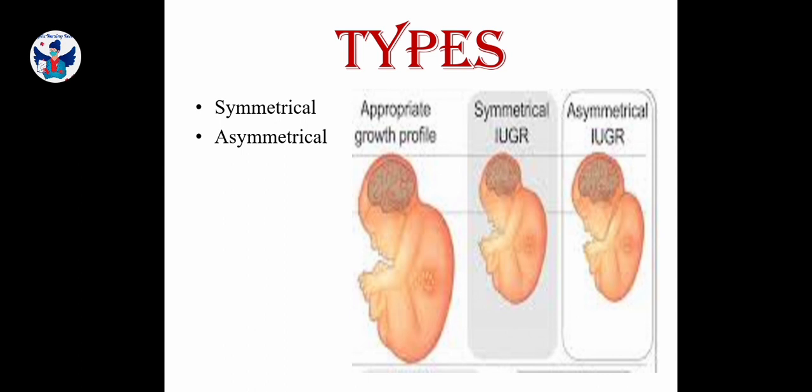And in the second picture, it is shown that the head has the same circumference as the abdominal circumference. That means symmetrical growth is present throughout the body. Hence, it is known as symmetrical IUGR. And in the third picture, it is shown that the head is large compared to the body. Hence, it is termed asymmetrical IUGR.